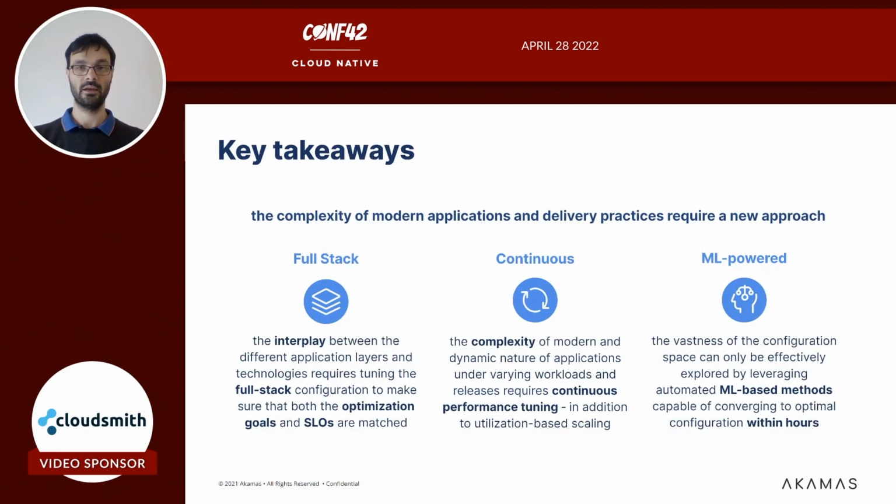Our first takeaway is that when tuning modern applications, the interplay between different application layers and technologies requires tuning the full stack configuration to make sure that both the optimization goal and SLOs are matched, as we've seen in our real-world example. A second takeaway is that the complexity of this application under various workloads and in a context of frequent releases with agile practices requires a continuous performance tuning process. Developers cannot simply rely on manual tuning or utilization-based autoscaling mechanisms.